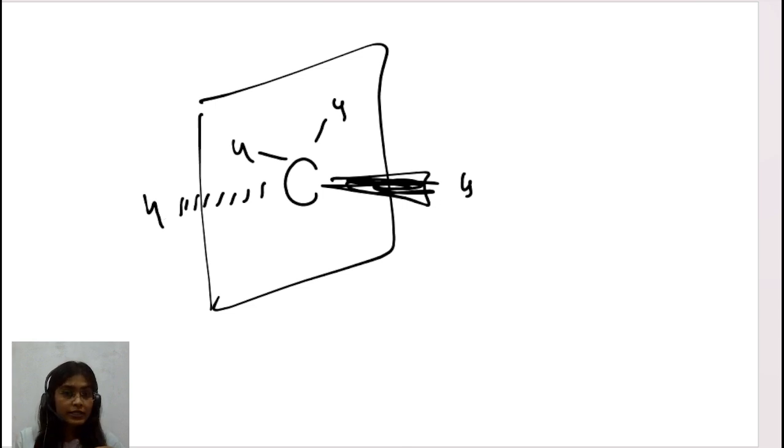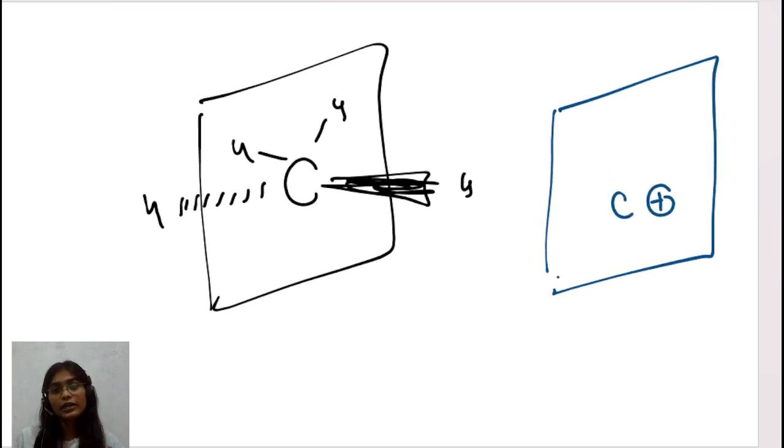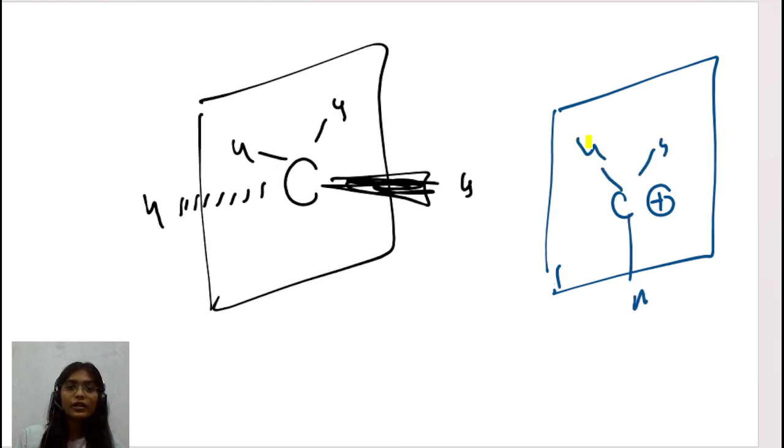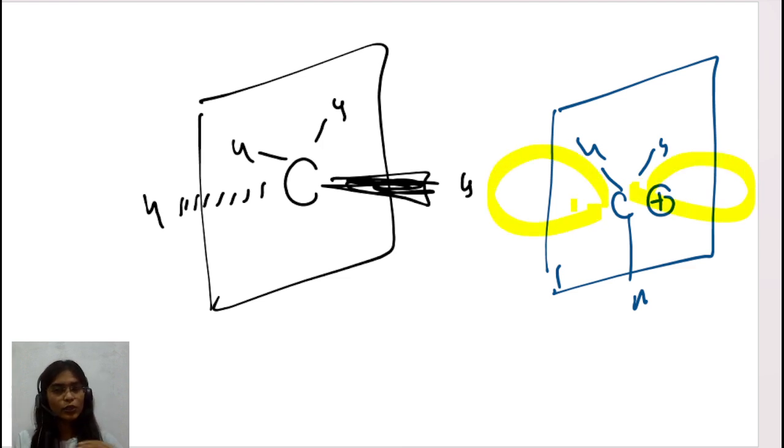But we just discussed in the previous class that it is a carbocation. What is happening? My carbocation is a planar structure. So this is one hydrogen, this is one hydrogen, this is one hydrogen, and yes, we have a kind of plane like this. It's a planar structure, so there is no need to represent the stereochemistry.